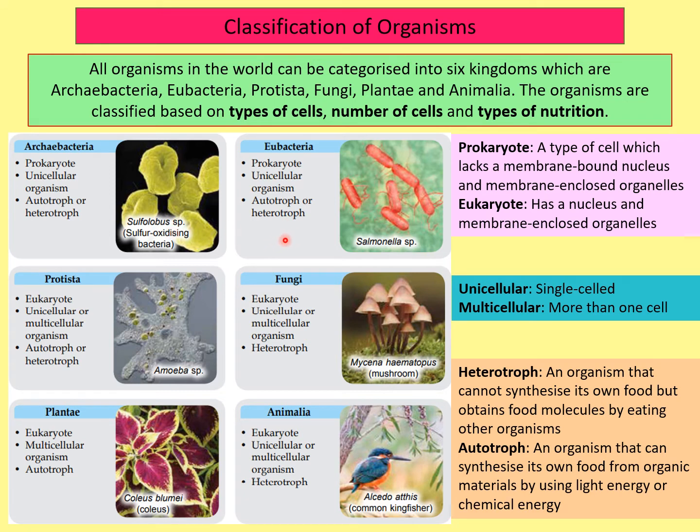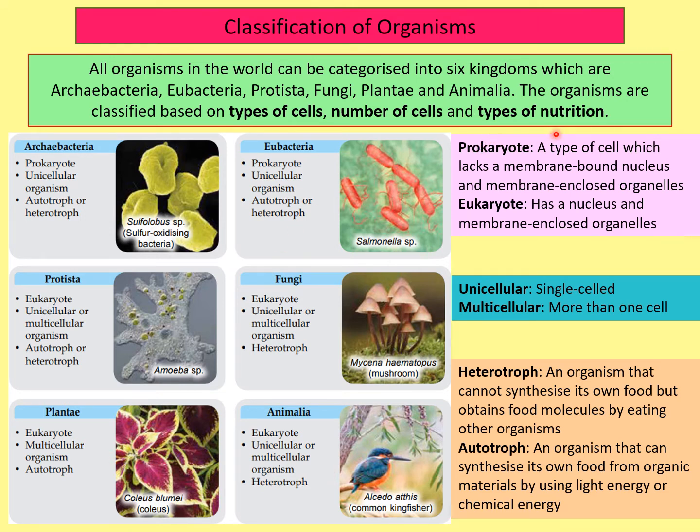Okay, and then Protista, Fungi, Plantae, and Animalia are eukaryotes. This means the nucleus and the organelles have membranes. And then we look at number of cells. Archaebacteria and Eubacteria are unicellular organisms. Both are unicellular organisms. Whereas Protista, Fungi, and Animalia can be unicellular or multicellular organisms. Plantae is only multicellular organisms.